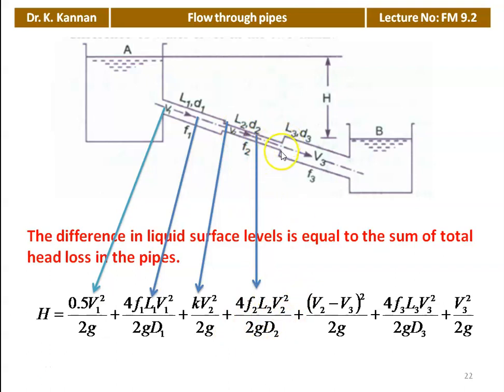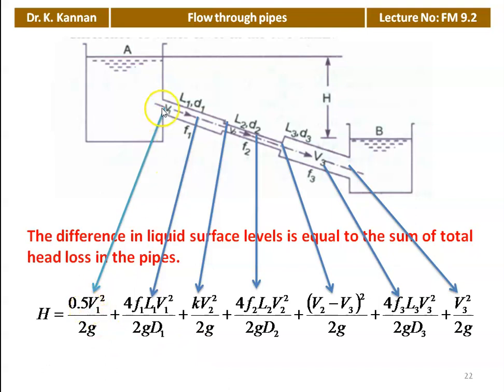Then there is a sudden enlargement. The head loss due to the enlargement is V2 minus V3 whole square by 2g. Then the head loss for the larger pipe number 3, the friction major loss in pipe number 3, is 4 F3 L3 V3 square divided by 2g D3. Then finally, the head loss for the exit of the pipe, V3 square by 2g.